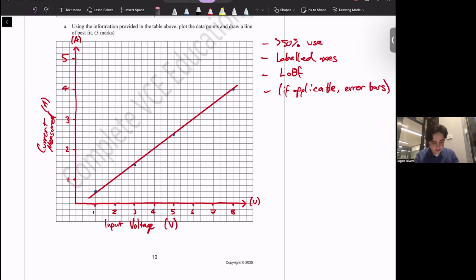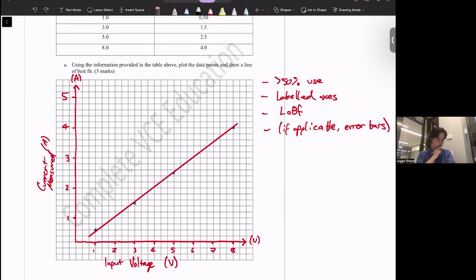Get rid of those dots there. Have we got everything? Yes, we do. That would be all 3 of your marks. You got your labeled axes, line of best fit, and your plot of points on there as well, which we can see in blue. Let's move on to the next question.